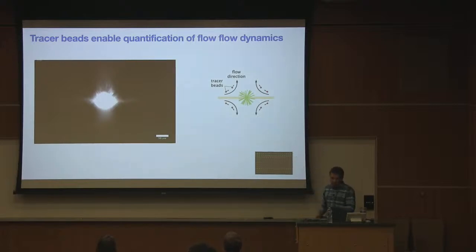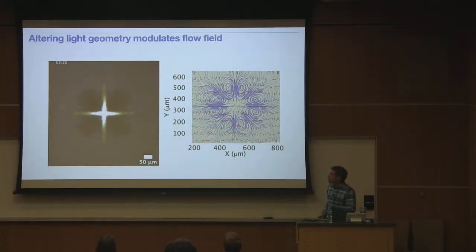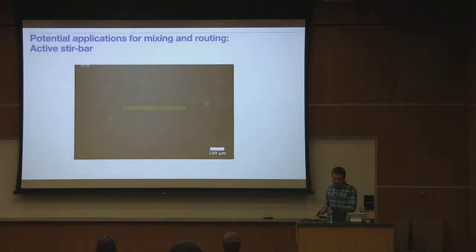And so you can track the tracers using image analysis, and then you can change the light pattern. And what you see is that as you change the light pattern, you get these very complicated flow fields with vortices. And these flow fields depend on the geometry of the light pattern. And so you can give the system static patterns. Here's a dynamic pattern. We call this an active stir bar. And so what we're doing here is we're rotating the light bar, and you see a rotating flow field emerges.